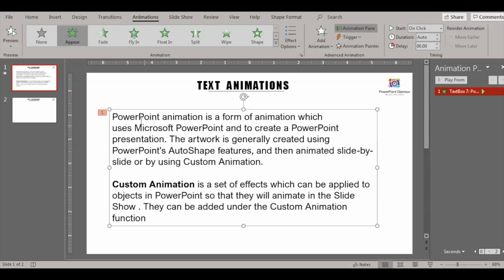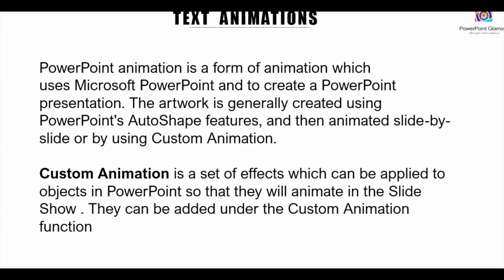We just added the appear animation. Now let's run the slideshow. Click on this. Okay, so the slide is blank. Now let's do a left mouse click. Okay, so the entire thing appears on a click.